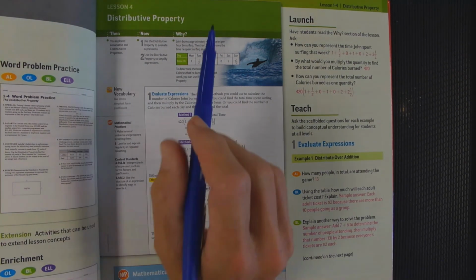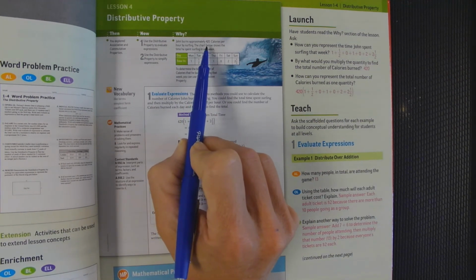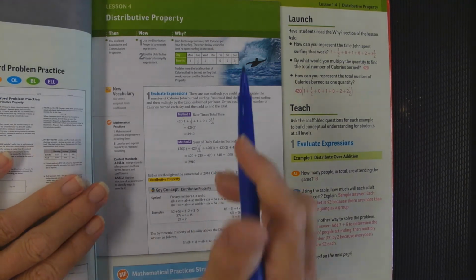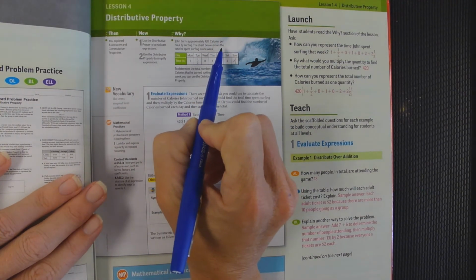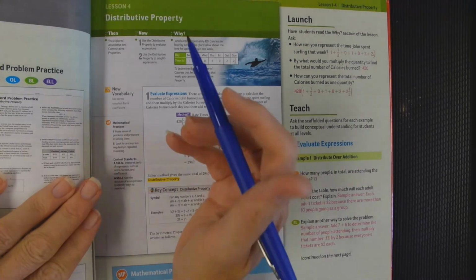It says, John burns approximately 420 calories. Okay, let's read that. Don't write it down, just listen and read along with me. He burns 420 calories per hour by surfing. Does that sound like a lot to you?